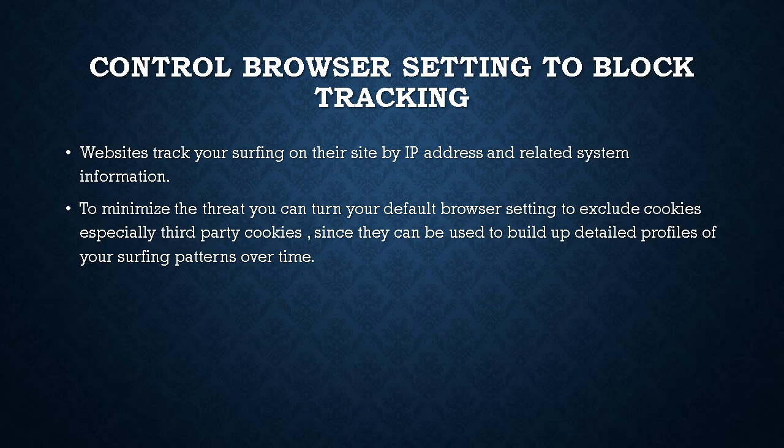Now whenever you browse a website, any information you have given will be stored in the cookies. In order to control the browser or to block the tracking, you need to exclude the cookies, especially third-party cookies, since they can be used to build up detailed profiles of your surfing pattern over time. Through these cookies, they can attack you. So always control browser settings. You need to go to settings and control the tracking of your activity.